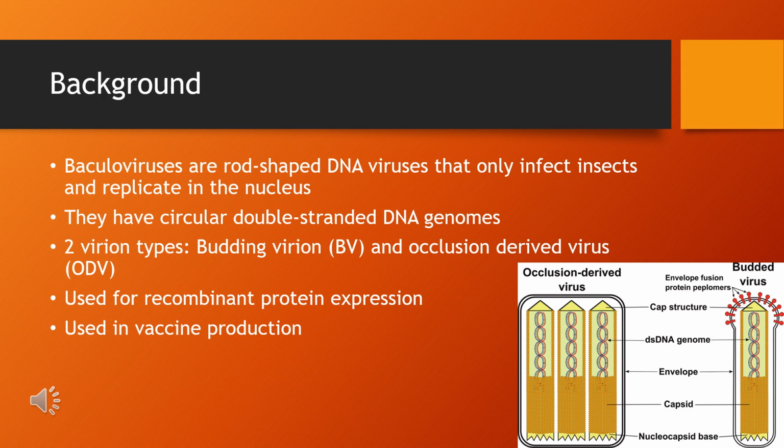So first I will give some background on what baculoviruses are. Baculoviruses are rod-shaped DNA viruses that only infect insects and replicate in the nucleus. They have circular double-stranded DNA genomes, and there are two variant types: the budding variant, which spreads infection cell to cell by budding from the cell membrane, and the occlusion-derived virus, which forms in the cell nucleus and is kept in a structure called the occlusion body.